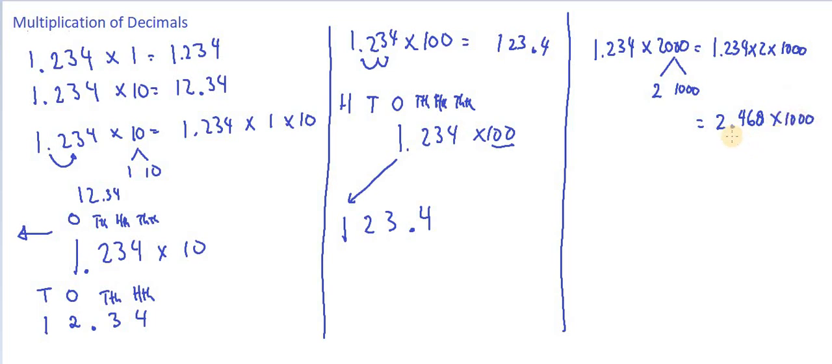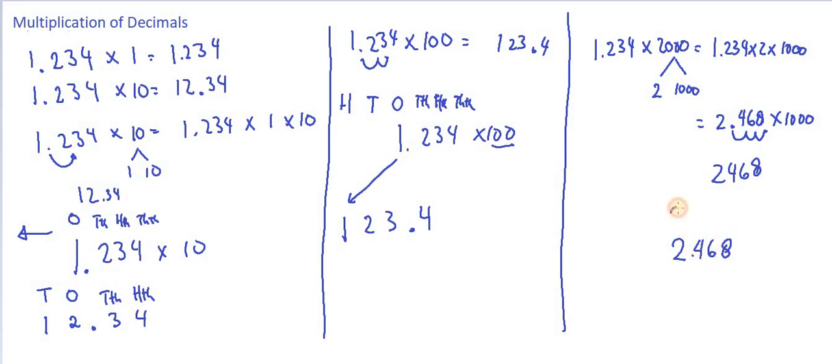Now if we move the decimal dot, then we know we need to move it three spaces to the right hand side. Okay, so we move it. 1, 2, 3, and then the result is 2468.